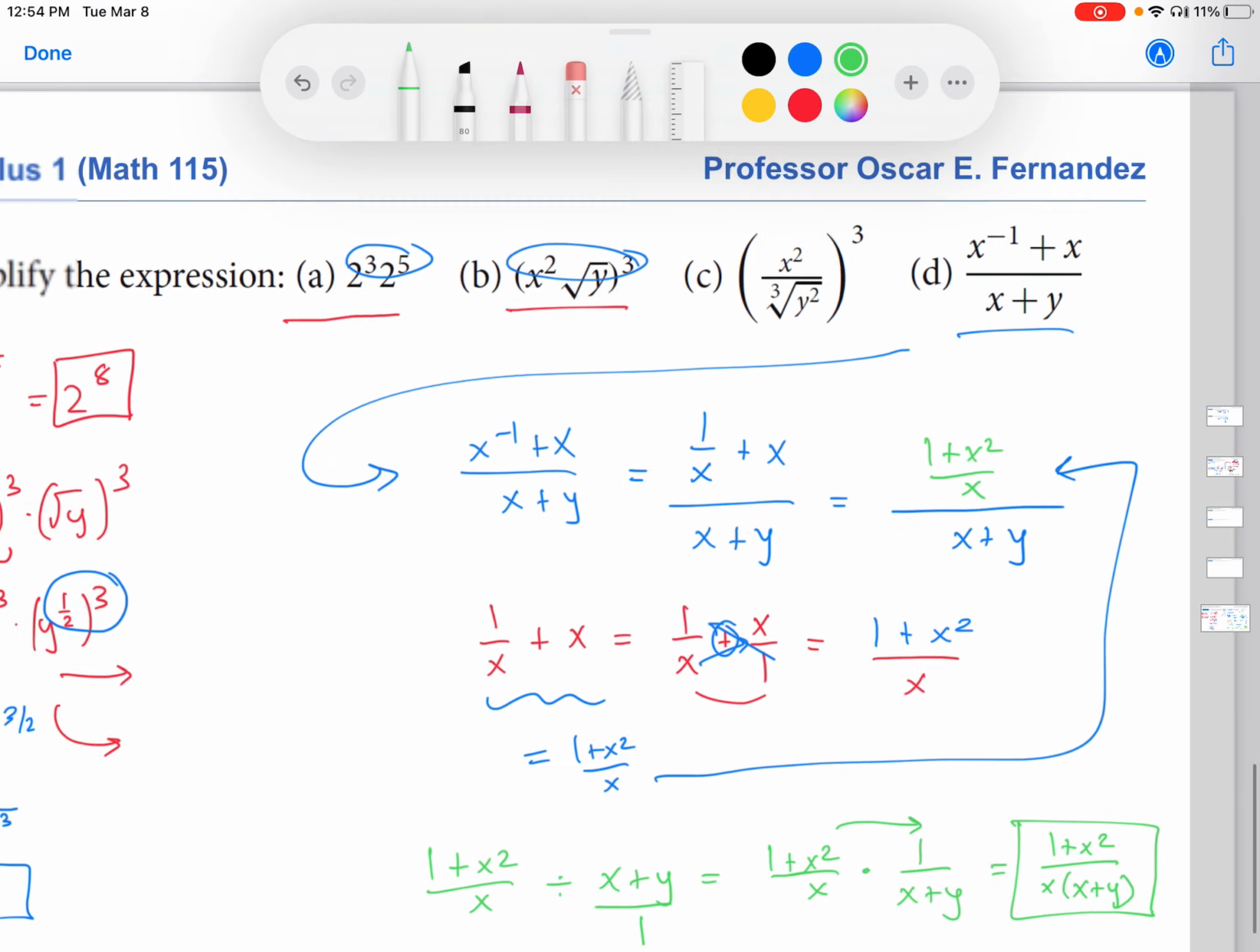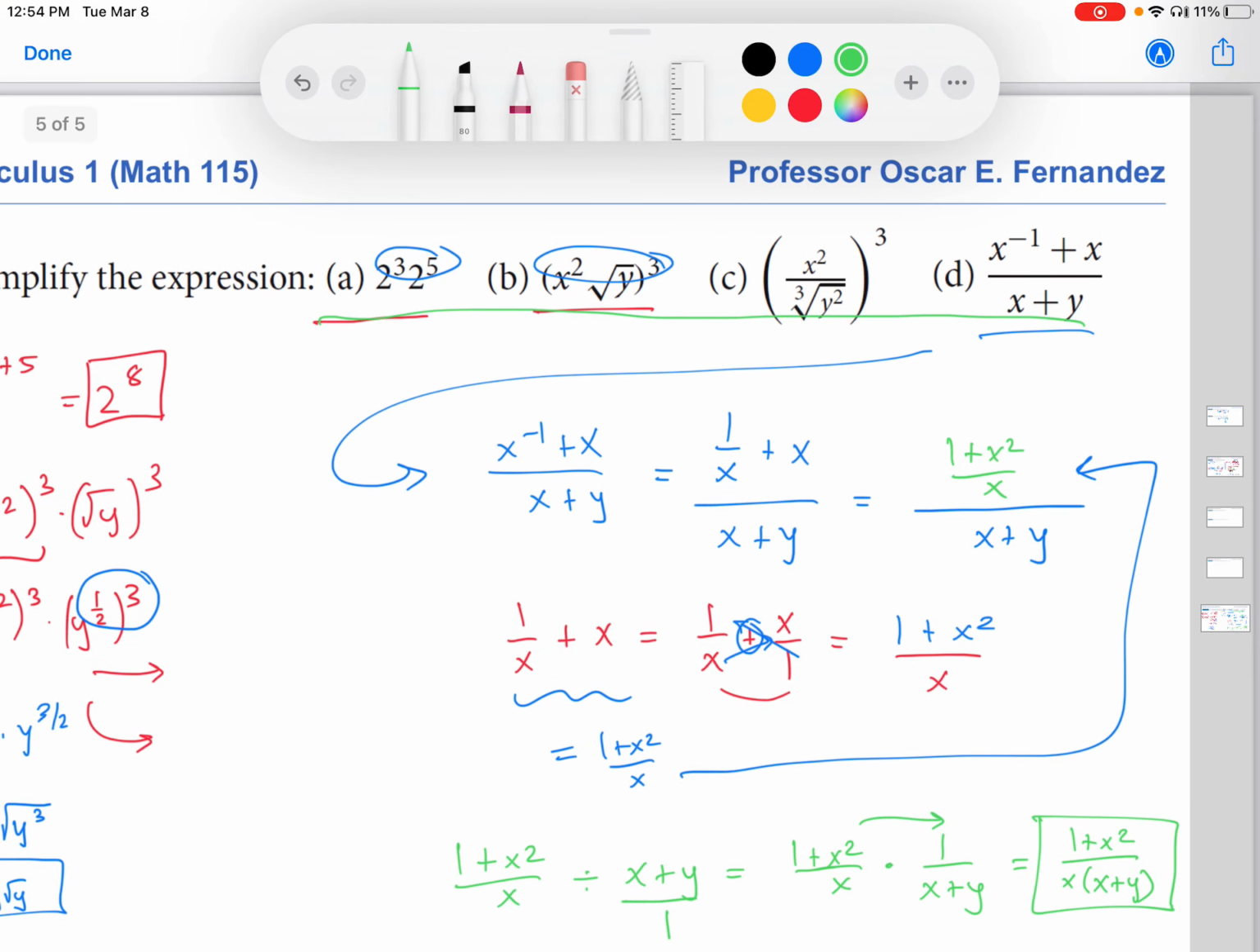Great. At this point we did all 4 of these, and we hopefully illustrated all the different rules of exponents that come into play, which are all going to be very helpful later on when we start doing some of the calculus topics in the course.